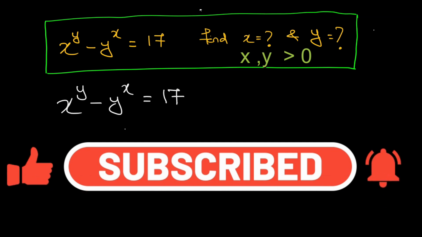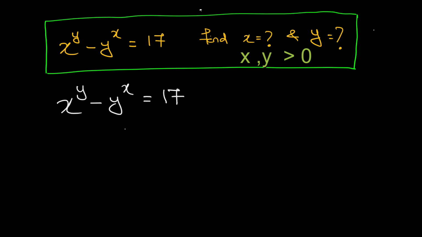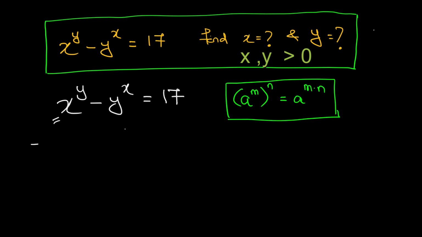So without wasting any more time, let's solve this interesting problem. As we know, there is a formula: a to the power m whole to the power n is equal to a to the power m into n. Now let us write this equation as x to the power y divided by 2 whole square, so that here 2 and 2 can cancel out and the total expression will become x to the power y.